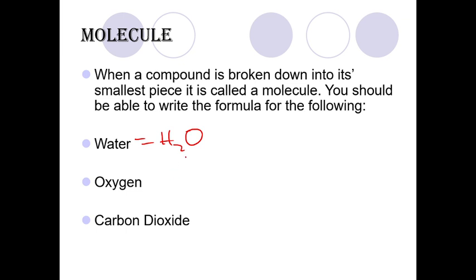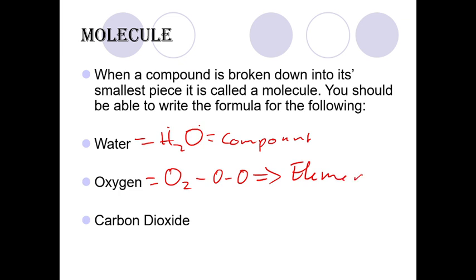Water is H2O. Is it a molecule? Yes. What type of molecule is this? It's a compound. Why do we say it's a compound? It's made up of two different types of atoms, that is hydrogen and oxygen. Oxygen as a molecule, it exists as O2. It's basically two oxygens bonded together. Is it a compound or is it an element? It's an element. Why is it an element? It's made up of one type of atom, which is the oxygen atom.